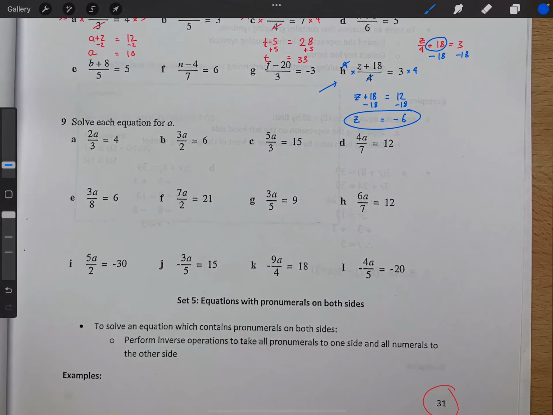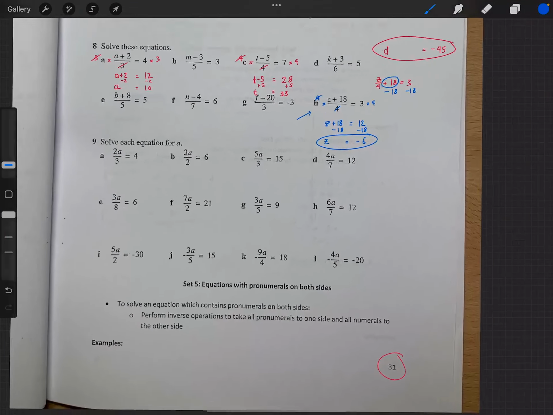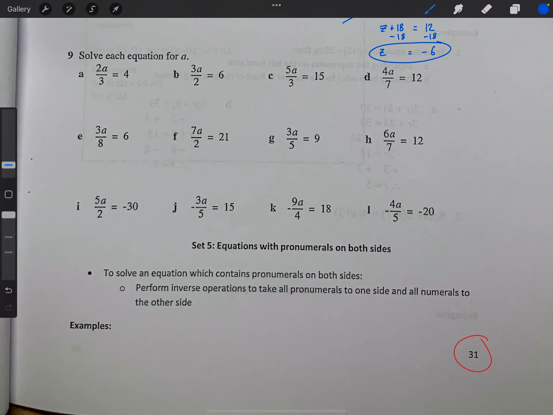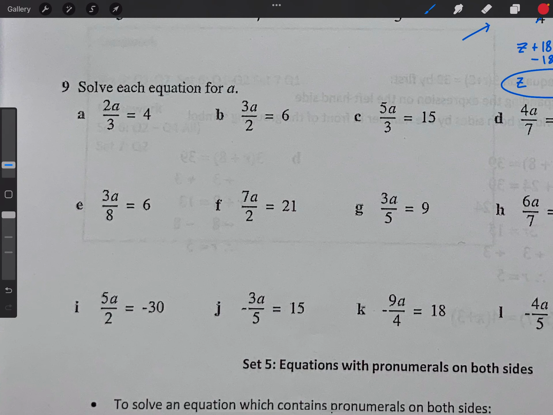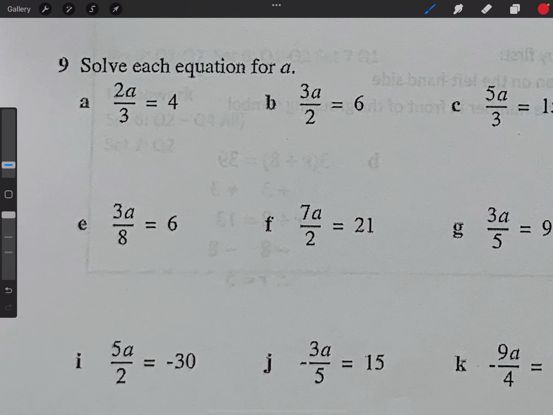Alright, now let's have a look at question 9. It says solve each equation for A. So let's have a look at question 9A.